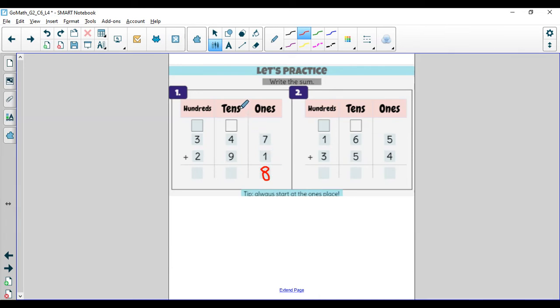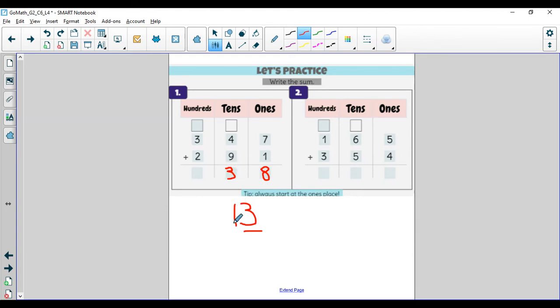Now it's time to look at our tens column. I see 4 plus 9. Well, I know that 4 plus 9 equals 13. And I know 13 is bigger than 9. So if I look at the number 13 down here, I see that there's a 3 in the ones place. But we're talking about 10, so I just write that 3 down here.